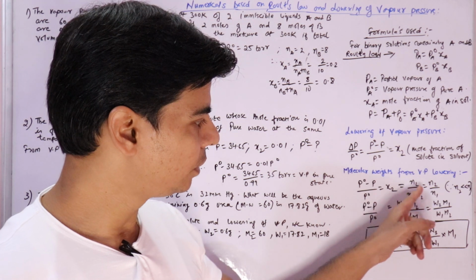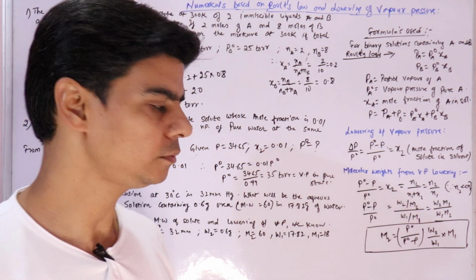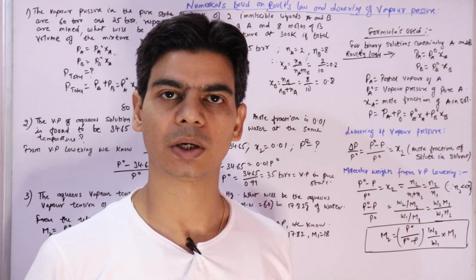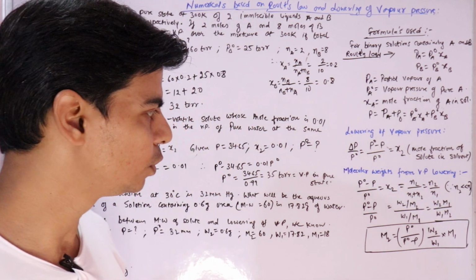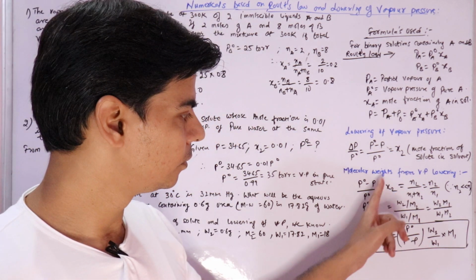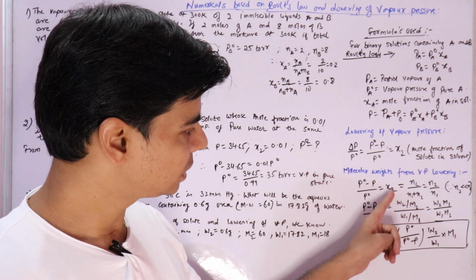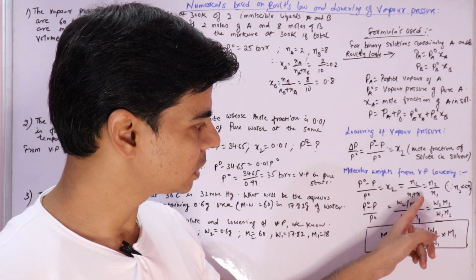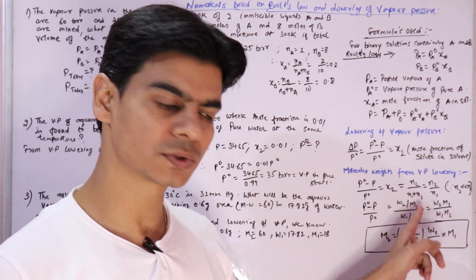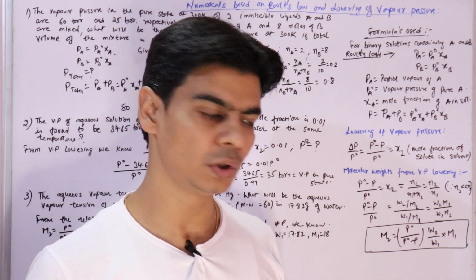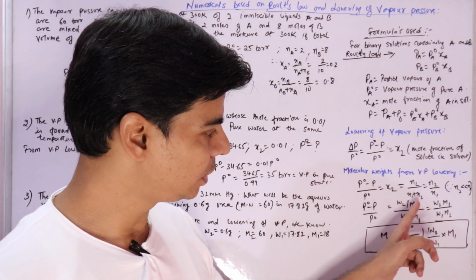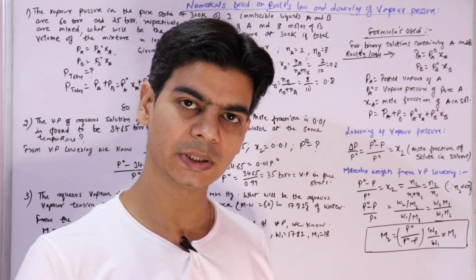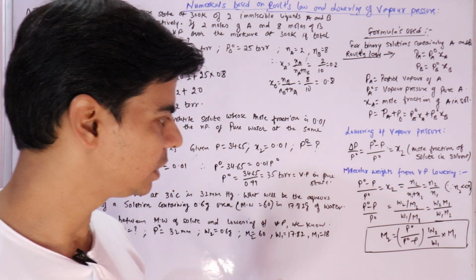So X2 would be N2 upon N1 plus N2. And it's due to that non-volatile solute that vapor pressure goes down. So this is lowering of vapor pressure due to solute, whose mole fraction is X2. X2 would be N2 upon N1 plus N2 from the definition of mole fraction. N1 plus N2 is the total number of moles, N1 being the moles of solvent and N2 the moles of solute. And since N2 is very much less than N1, the number of moles of solute is very much less than solvent, because solvent is in more quantity.